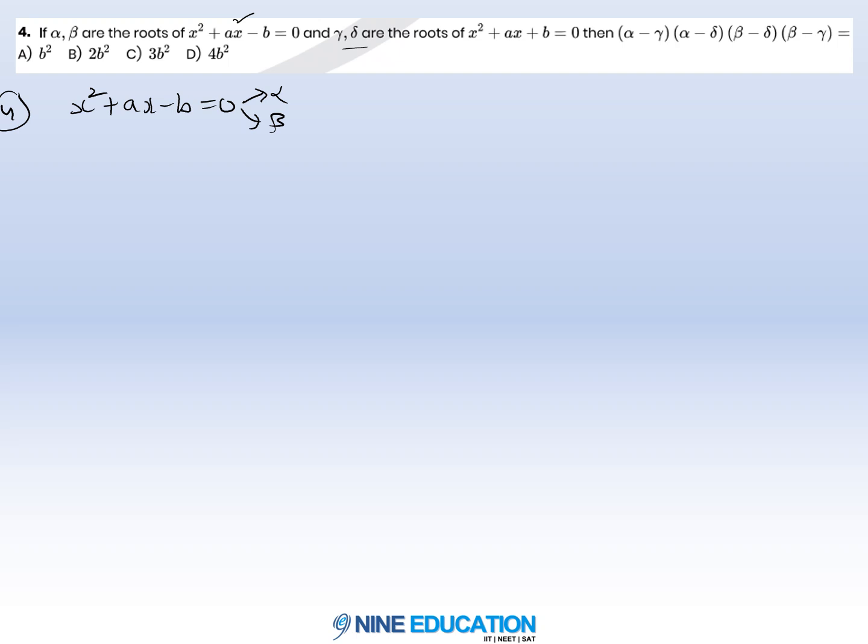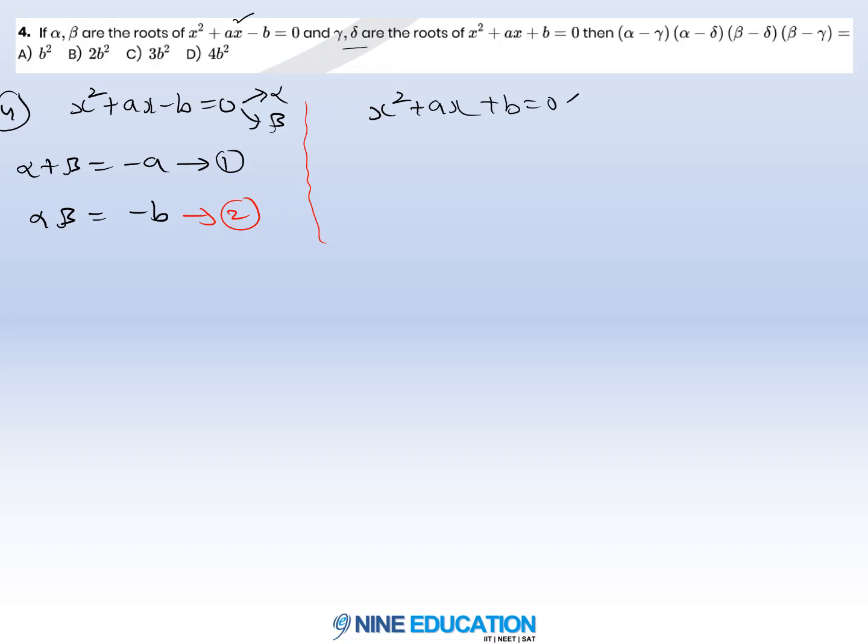So we can write the relation between alpha and beta. The sum of roots is minus b by a, which is minus a. The product of roots is c by a, which is minus b. Let's name these two equations as equation 1 and equation 2. There is one more equation given, x square plus ax plus b equals to 0, for which roots are gamma and delta. So the sum of roots, gamma plus delta, is minus a. Gamma into delta is b. Let's name these two equations as number 3 and number 4.